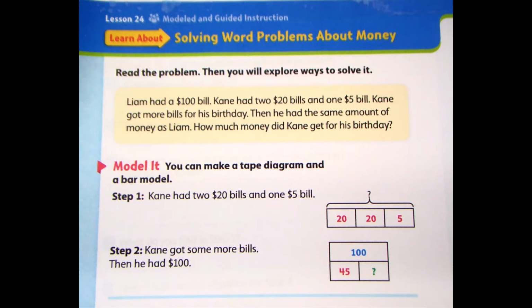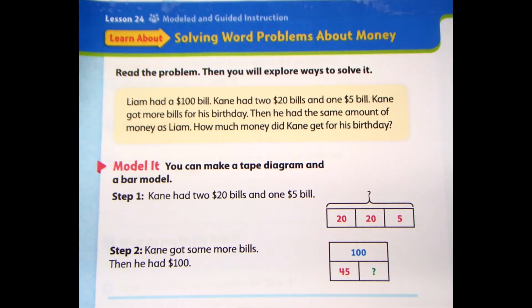Liam had a $100 bill. Cain had two $20 bills and one $5 bill. Cain got more bills for his birthday. Then he had the same amount of money as Liam. How much money did Cain get for his birthday?